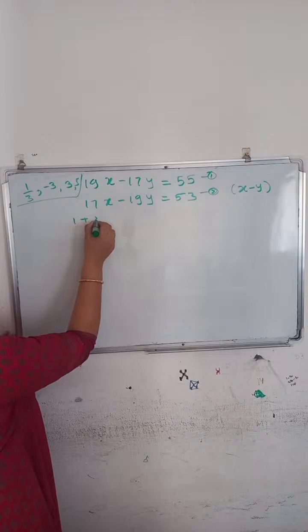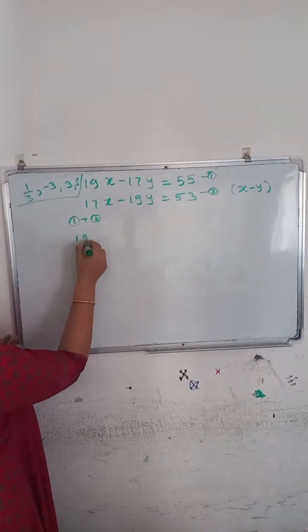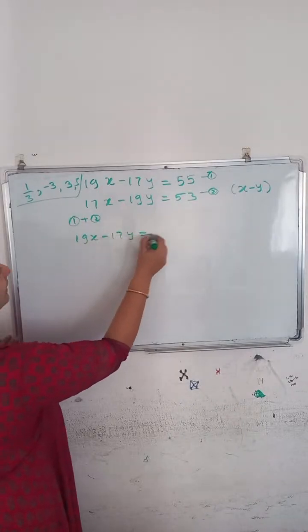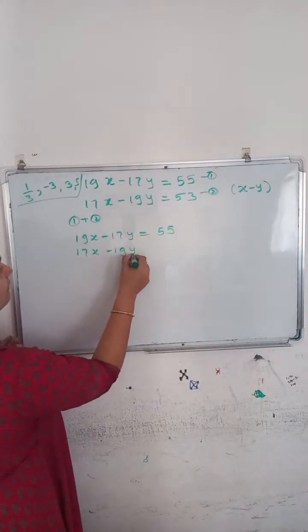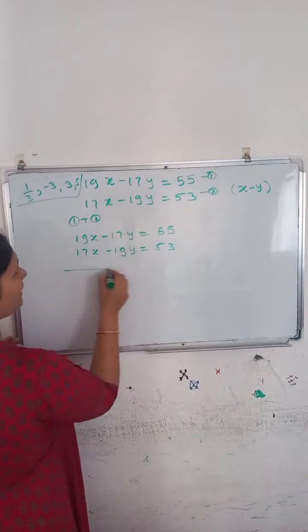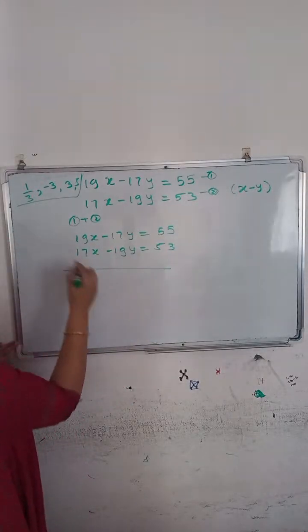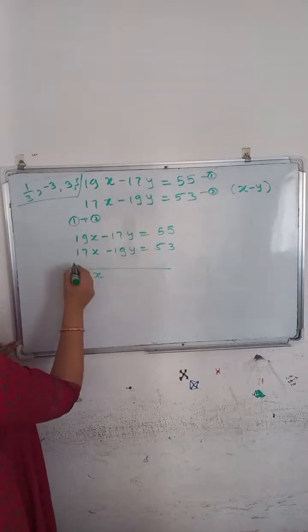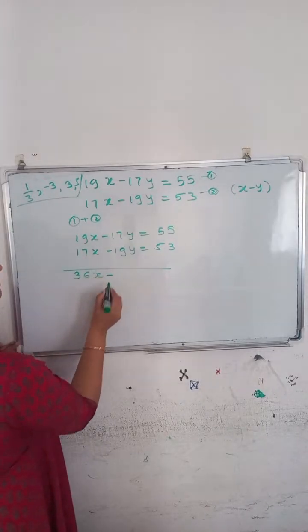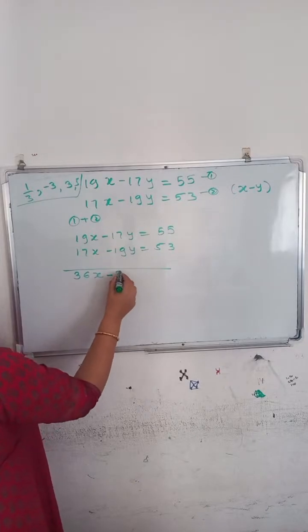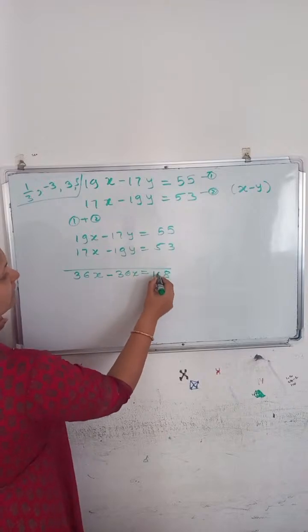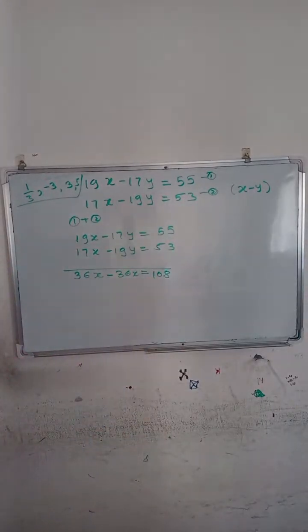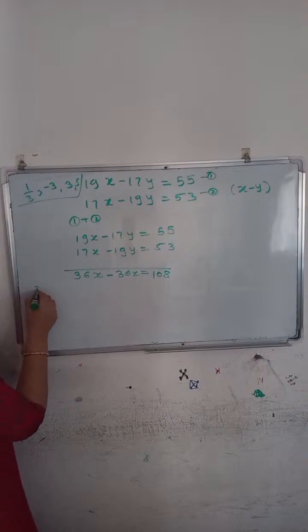First, I will add equations 1 and 2. So 19x minus 17y is equal to 55, and 17x minus 19y is equal to 53, and I am adding these. So here x: 19 plus 17 is 36x, minus 17 and minus 19 is minus 36y, is equal to 55 plus 53, which is 108. Getting this? Okay, and if we multiply 36 with 3, 36 threes are 108.